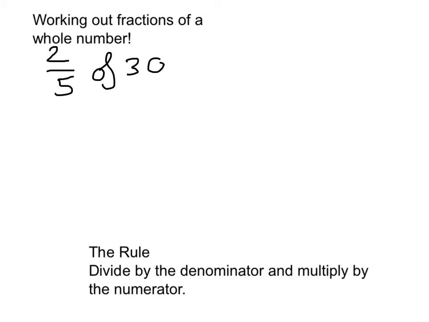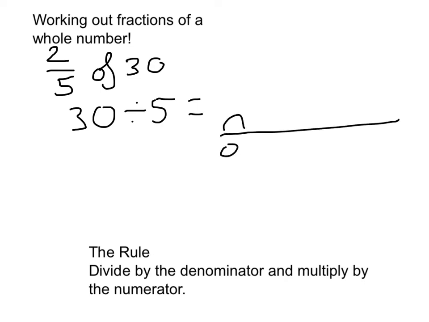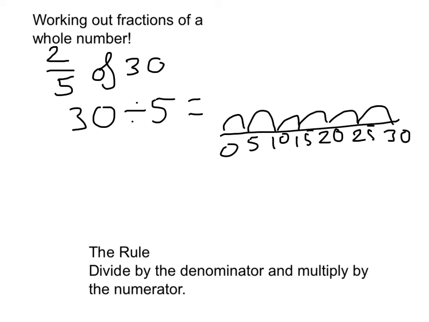Let me now show you what that looks like. So I'm going to divide by our denominator. So I'm going to do 30 divided by 5. And I'm going to use repeated addition to solve that. So I'm going to go 5, 10, 15, 20, 25, and then 30. And then I count the jumps, 1, 2, 3, 4, 5, 6, and that gives me my answer.